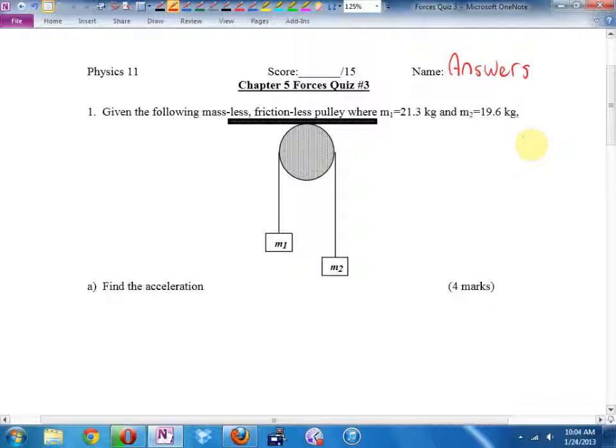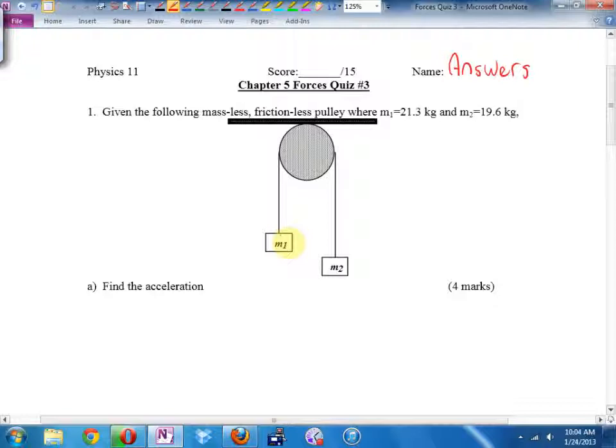Because if I had only one weight in free fall, that would be 9.8. If I've got another weight in the opposite direction, slowing it down, even a small weight, you know what? It's got to be less than 9.8. So there's some built-in error checks.